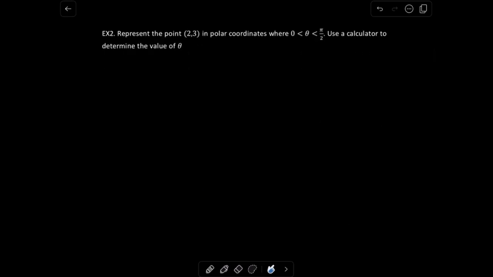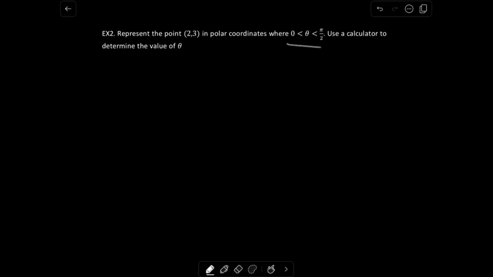Exercise 2. I want you to represent the point 2 and 3, so that's in Cartesian right now. I want you to represent that in polar coordinates, where the theta that you have is between 0 and pi over 2. I also want you to use a calculator to determine the value of theta. So let's go for it. So let's use equation 3 and 4 to convert from Cartesian to polar.